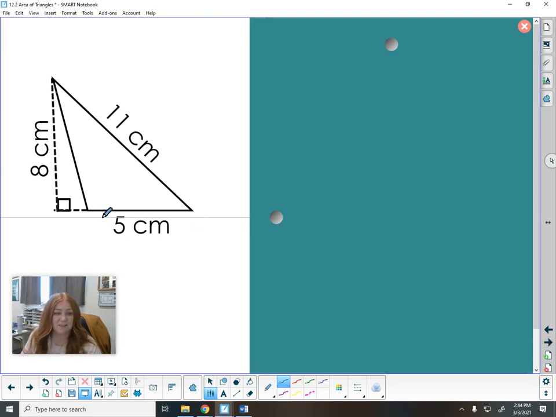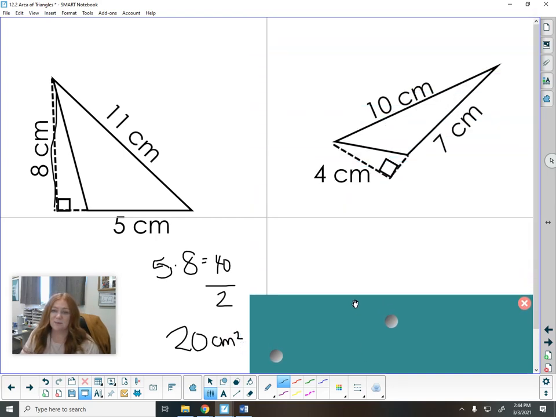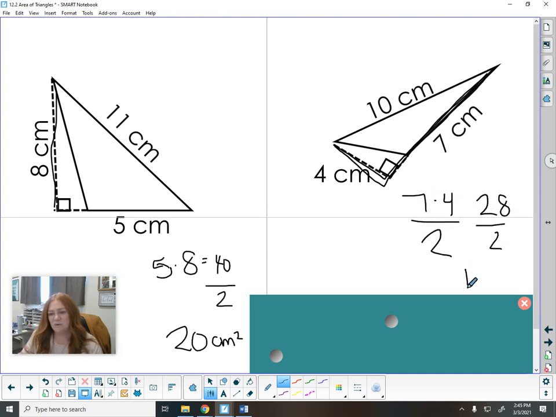Okay, let's try this one here. So base is 5. Height is 8. 8 times 5 is 40. Cut it in half is 20 centimeters squared. Okay, this one is just tipped sideways. Here's our right angle. So we're using the sides that go from the right angle. So 7 times 4 divided by 2. 7 times 4 is 28. Divided by 2 is 14 centimeters squared.